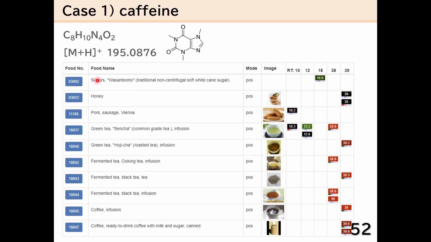When I searched the exact mass value of the caffeine, I got this result. The strong peaks detected around 38 to 39 minutes must be caffeine because they are detected in tea and coffee. These peaks with the different retention times should be isomers or just noise peaks. But here, the caffeine peak is weakly detected in honey too.